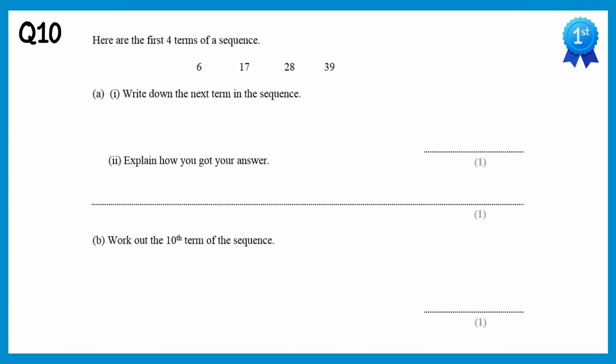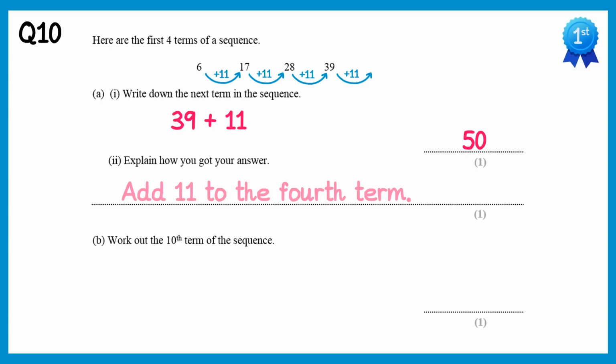To start this question, we're going to find out how to get from one term to the next. In all of the cases here, it's plus 11. So to get the fifth term, we'll just take the fourth term and then add 11 to it. So 39 add 11 gives you 50. If we need to explain how we did this, I would say we add 11 to the fourth term.